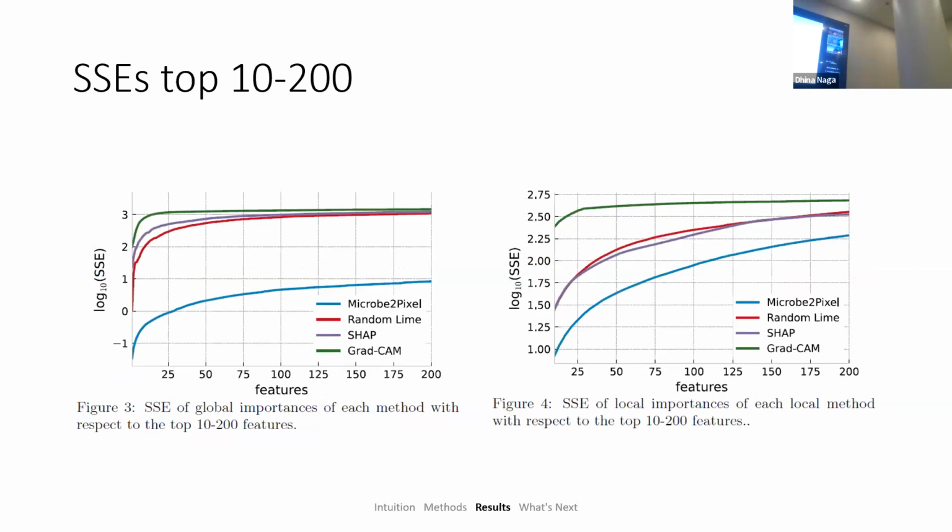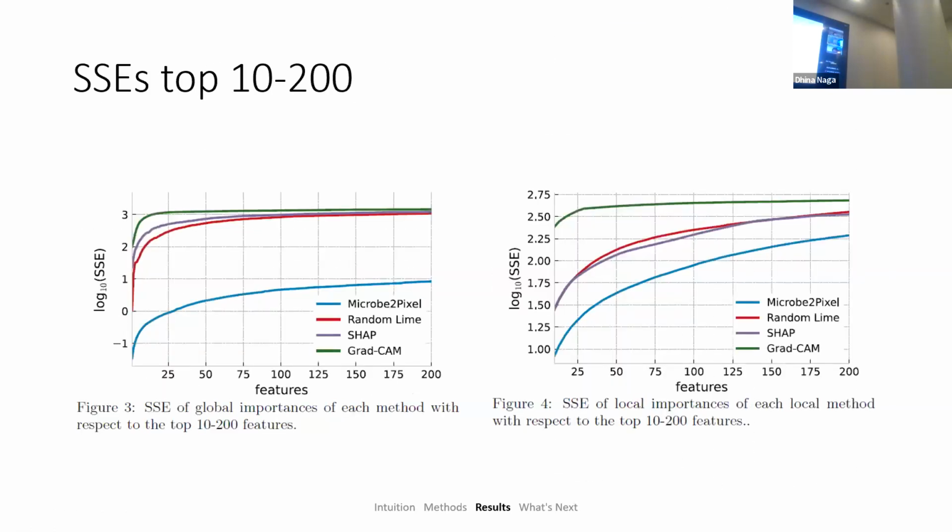Typically, when we link the microbiome and these top markers back to the phenotype, we don't really look at all the features. We are not looking at 1,300 features in every data set, but rather at the top, let's say, 25, maybe 10 to 200 markers maximum. And here you can see that for both local and global, again, on the top markers, Microbe2Pixel has a lower sum of squared error when you use only 50% of the training data. So you approach the same set of importances. Thus, Microbe2Pixel importances are a lot more robust than the other methods.